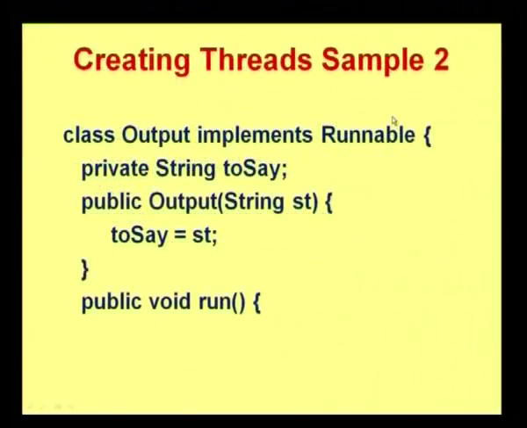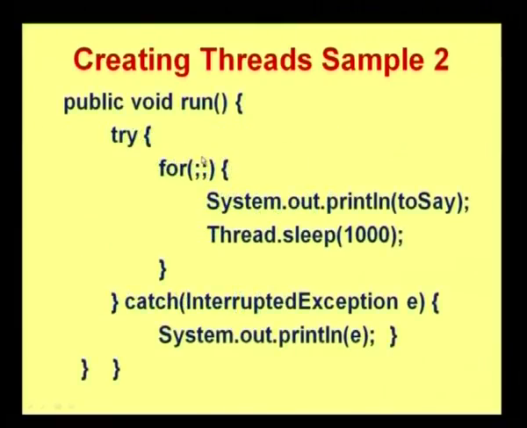You can notice that till here nothing has changed, only that instead of extending thread I have implemented the runnable. The same process is used in constructing this class, whereas now this class is not the thread itself. It has implemented the runnable, that is it. Now in your run method we do not have any implementation change. We have the infinite loop, we have system.out.println, and here we have the thread.sleep method.